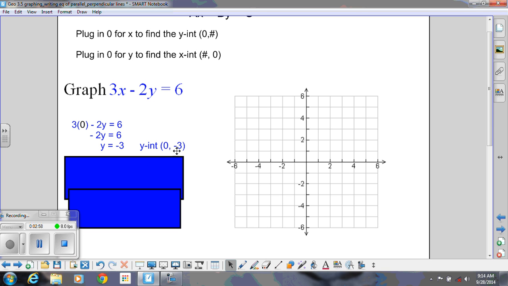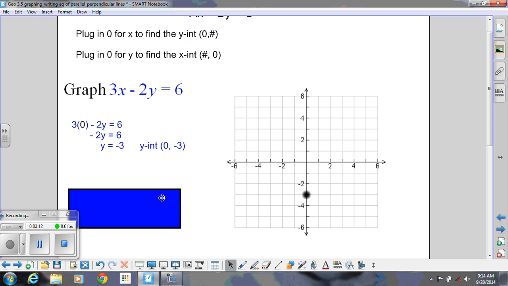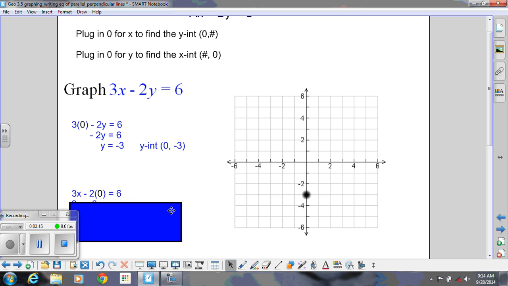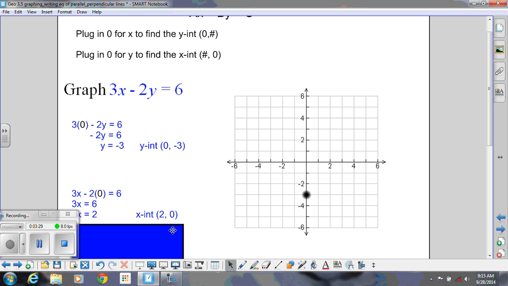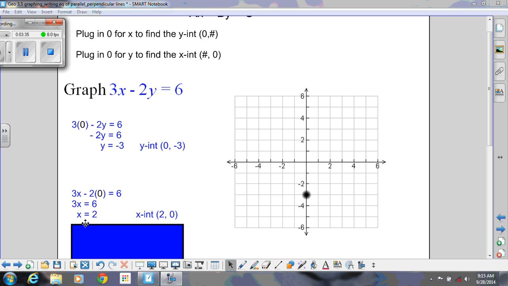So this is the point that I'm going to be graphing. Let me graph that real quick. So (0, -3), that's that point right there. Then we have to do the same thing for the opposite variable. So now I'm going to plug in 0 for the y right there. If I do negative 2 times 0, that's just 0, and that goes away. So I have 3x equals 6, and then I'm going to solve for x. Oh, hang on, you can't see that. Let me move this. All right, so we get x equals 2. So my x-intercept is (2, 0).